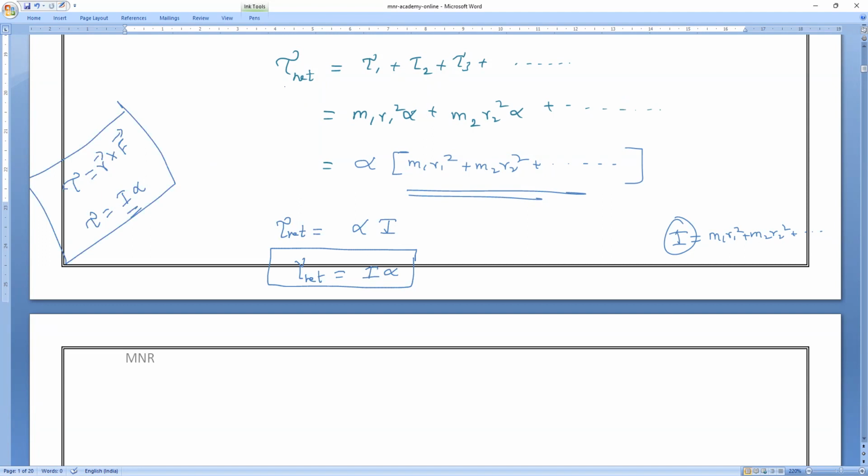Solve it. If you solve this, only then will we proceed. Hope everybody understood. Any doubt, you can ask.